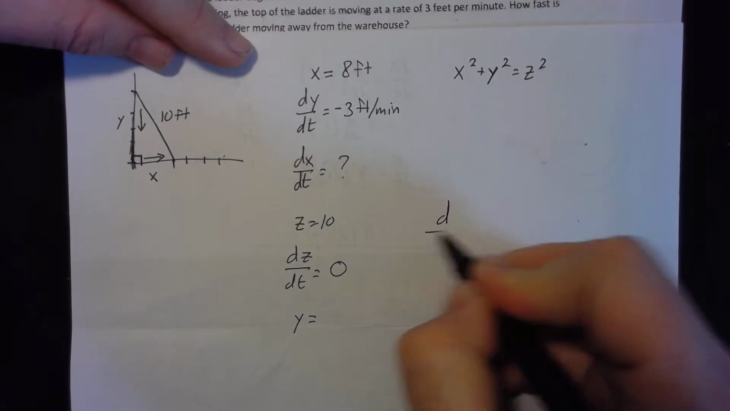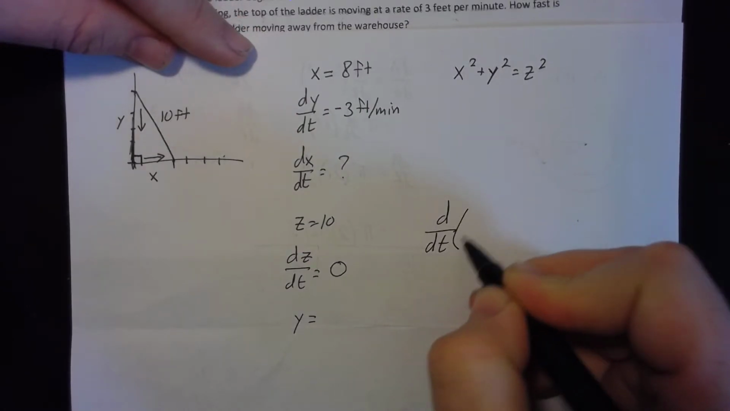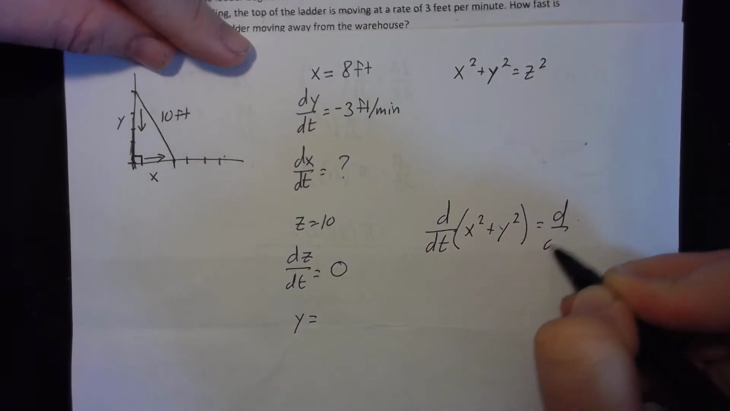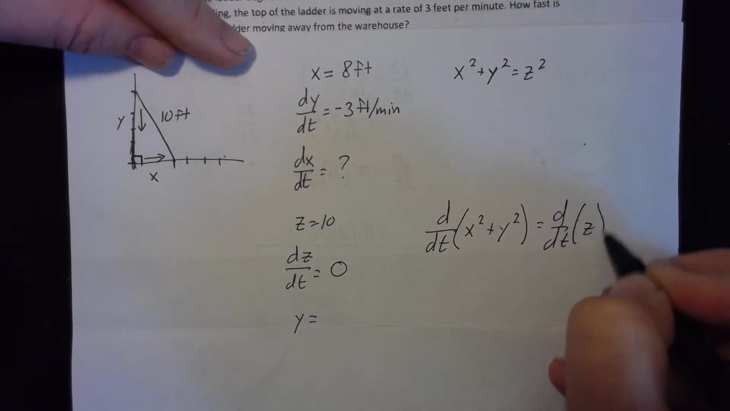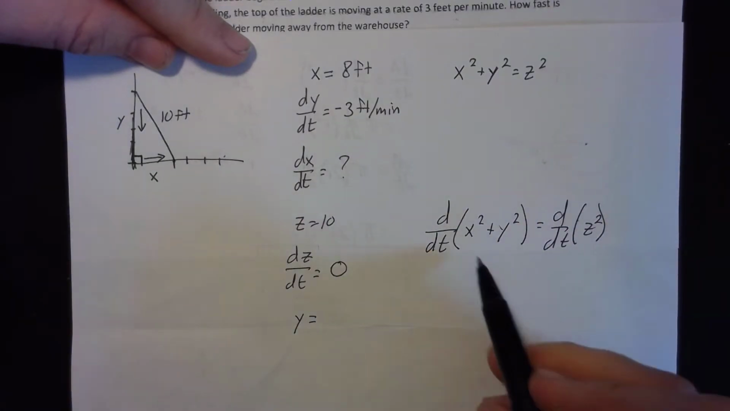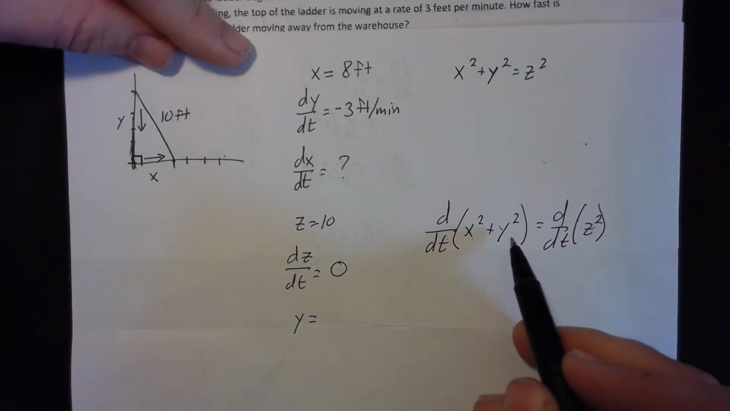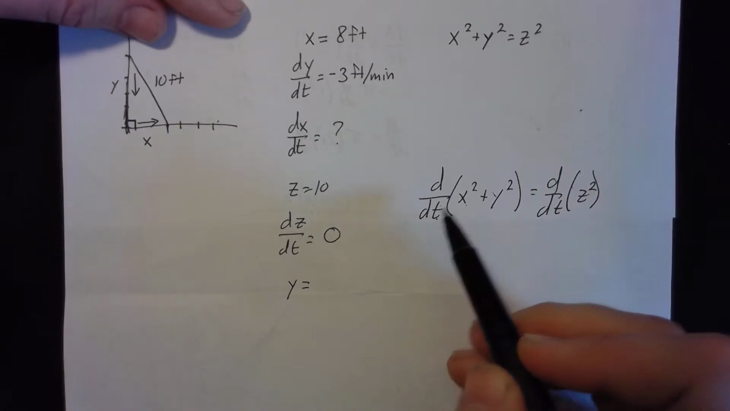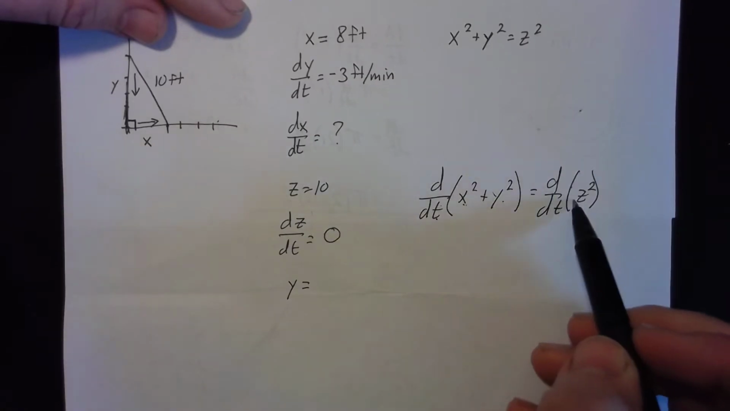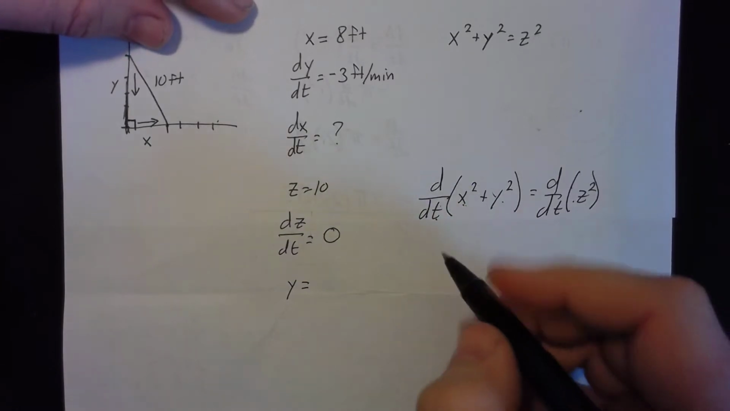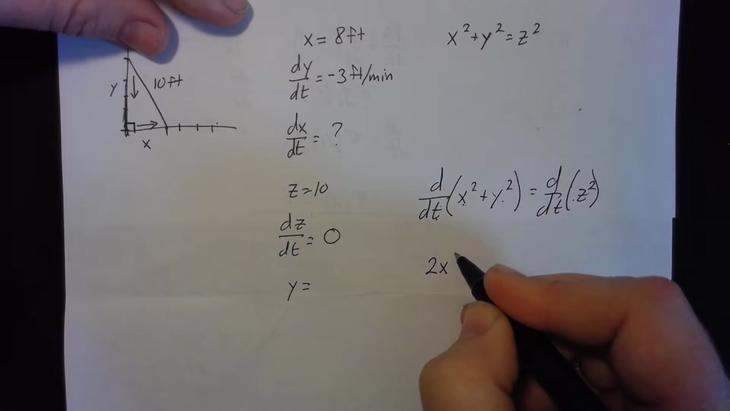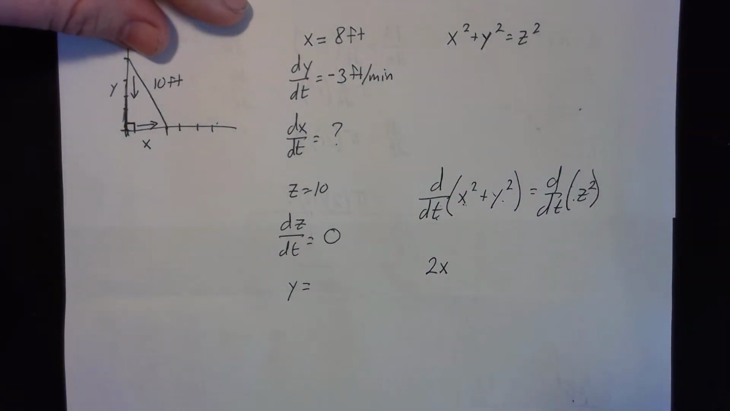What I'm going to do is start by simply taking the derivative of both sides of this equation with respect to t. So I now have this set up, and I need to take the derivative of both of these terms. Be very careful: we're taking the derivative with respect to t of variables x, y, and z. The derivative of x squared, the derivative of anything squared, is 2 times that anything to the power of 1.